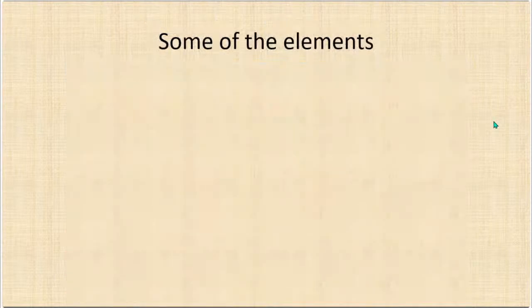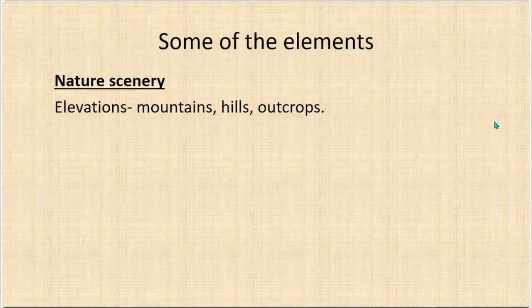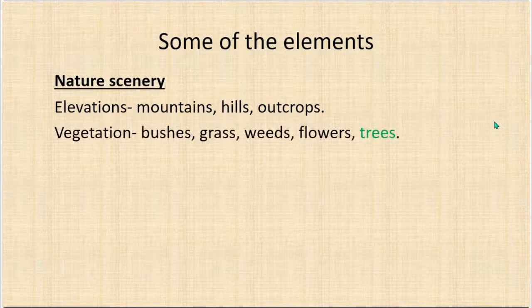So next we'll look at some of the elements that create scenery. First, there's nature scenery, which is elevation like mountains, hills, outcrops. Vegetation, bushes, grass, weeds, flowers, trees. And the reason trees is in green here is because trees are going to have their own pillar, because there are so many techniques of doing trees that just having to go through them all is a clinic in itself.